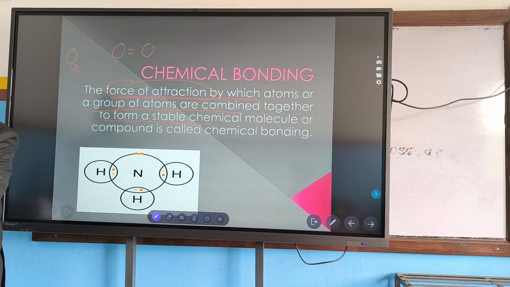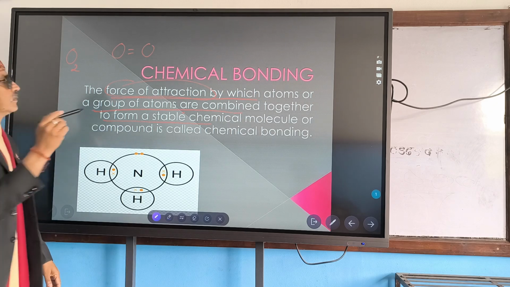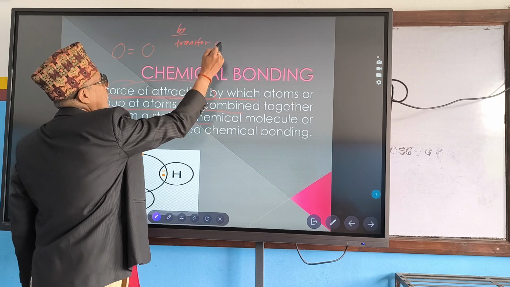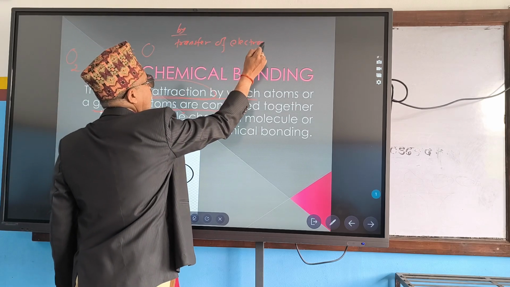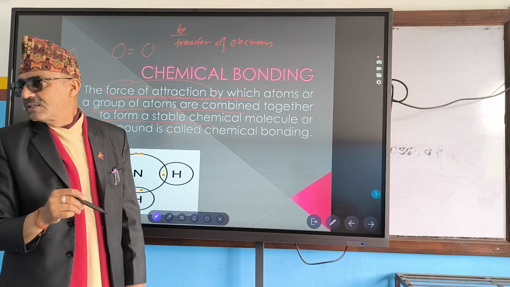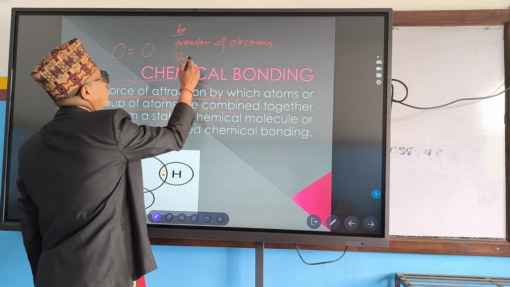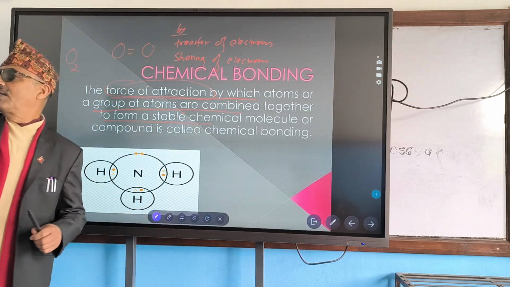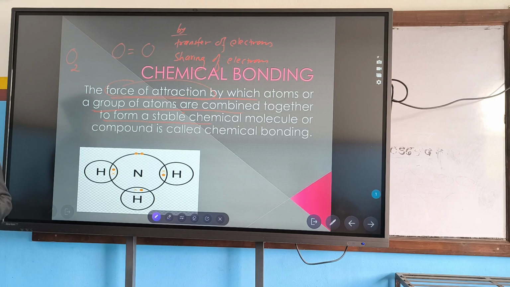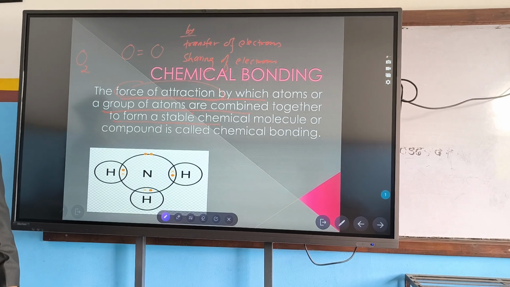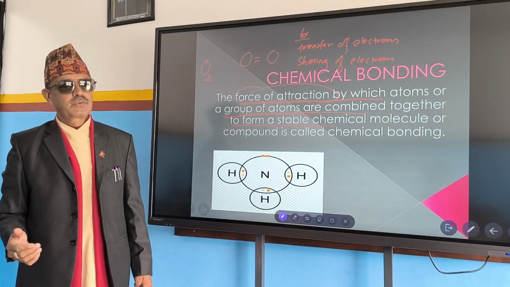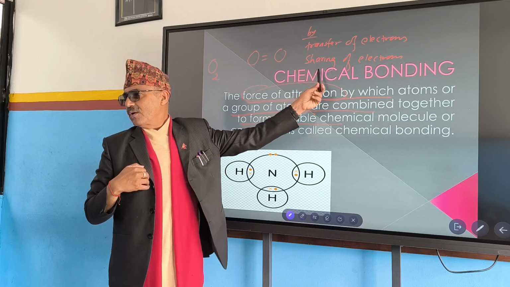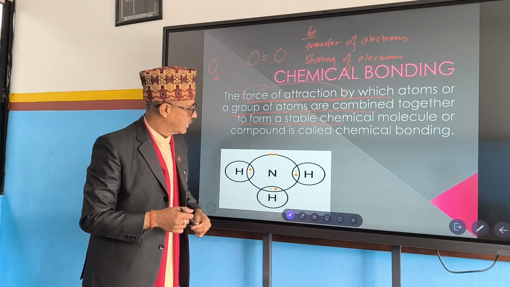So the force of attraction is created in two ways. By transfer of electrons, electrons move from one valence shell to another, or by sharing of electrons. Suppose I am an atom and Krijal is another atom. If I give one electron to her, that is transfer of electron. But if we share the same electron, then that is sharing. By transfer or by sharing, force of attraction is created.